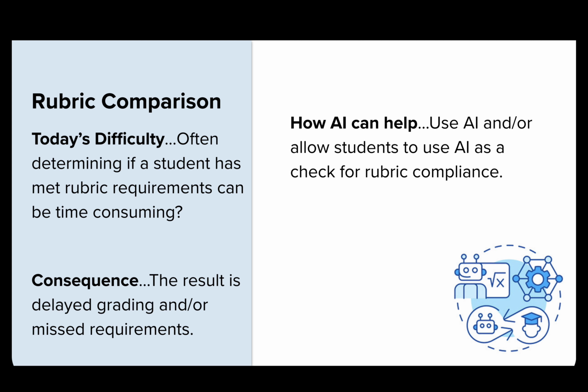Often, comparing student code to rubric requirements can be a time-consuming task. Many teachers delay this task until they have a bulk of time to address grading for all students. The consequence for the student is delayed feedback and loss of comprehension. AI can help speed up this cycle.